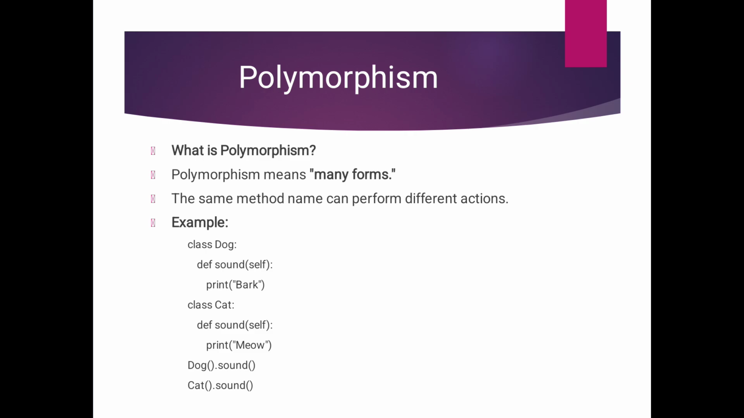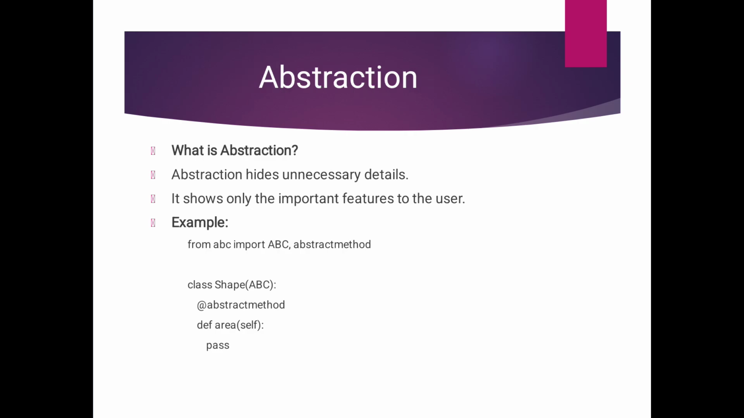Finally, let's learn about abstraction. Abstraction means hiding unnecessary details and showing only the important features. For example, when we drive a car, we use the steering wheel, brake, and accelerator. We don't have to know how the engine works internally. Similarly, abstraction hides the internal implementation and provides only the necessary functionality to the user.